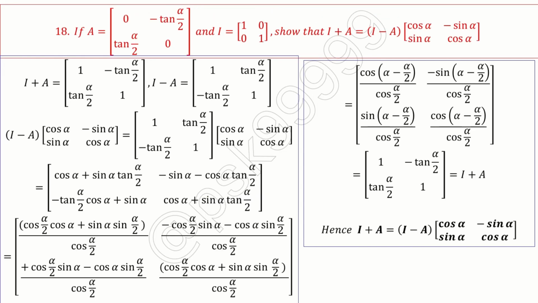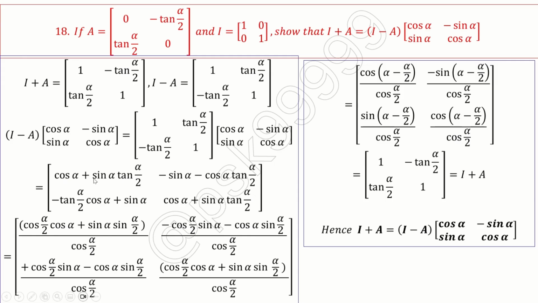Yeah, this is another problem which says show that, okay, which means you know how to form it, right? A and I are given. A plus I, this is my A plus I plus A. This is my I minus A. Okay. Now I minus A into this matrix, cos alpha, minus sin alpha, cos alpha, which is here. Okay. Multiplying, this is what I got. Okay.